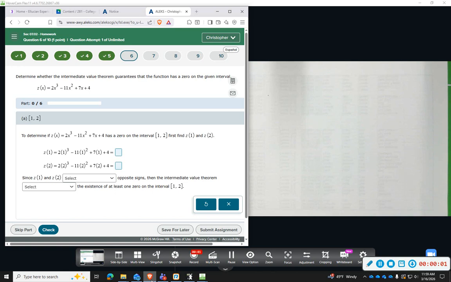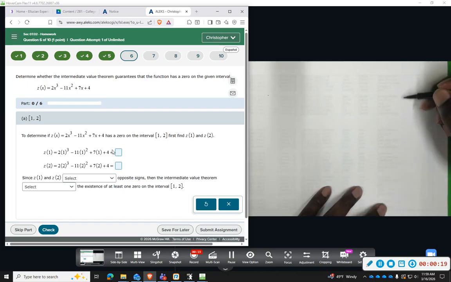All right, number 6, we're going to determine whether the intermediate value theorem guarantees that the function has a 0 in the interval. So what the intermediate value theorem is, we're going to plug in the two x values and we're going to get a y value. Okay, and so let's just say we're on 1 and 2. Here's 2 points.